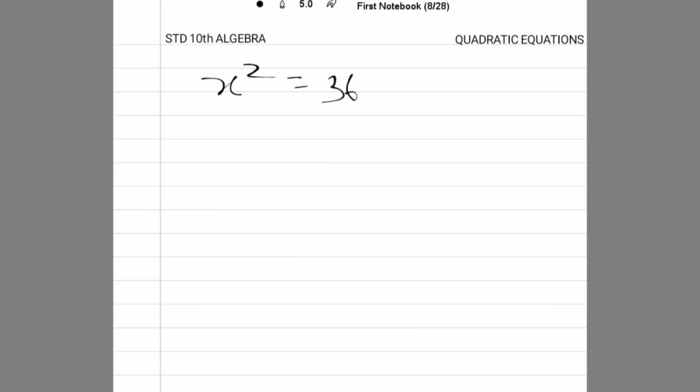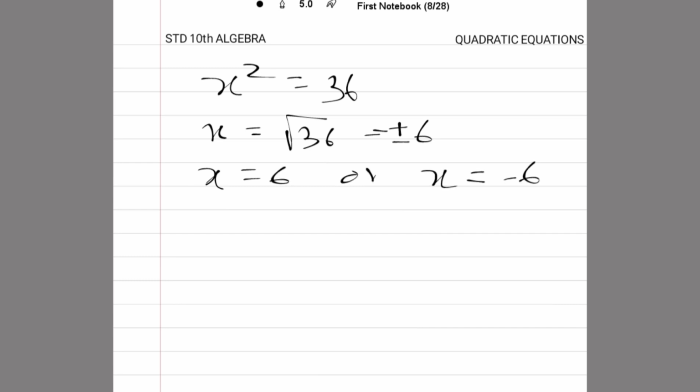So this is 36 and x squared is equal to 36. We can just take the square roots on both sides and we get x is equal to plus or minus 6, right? So x is equal to 6 or x is equal to minus 6. Now we cannot say x is equal to minus 6 because speed cannot be negative. So we eliminate this and we say that x is equal to 6.